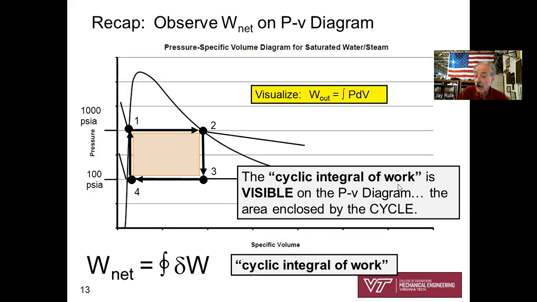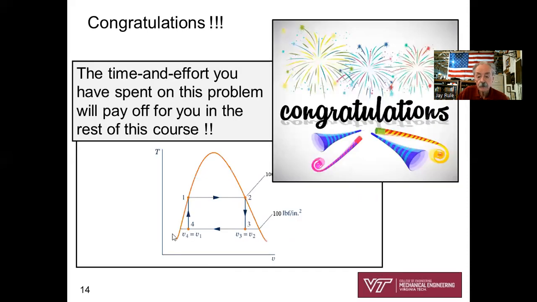Okay. But for everybody, going to graduate school or not, recognize that you can visualize the net work for any cycle by looking with your eyes. The area inside the cycle is the net work on a PV diagram. Very cool. Okay, and so this is your congratulations. For those of you in Dr. Barbish's class, or those who wish to take on a little extra, congratulations for spending the time and effort to numerically evaluate all of the stuff I just talked about. It's going to pay off for you.